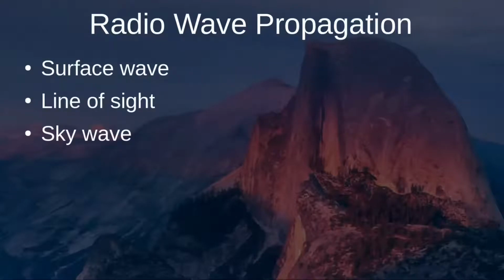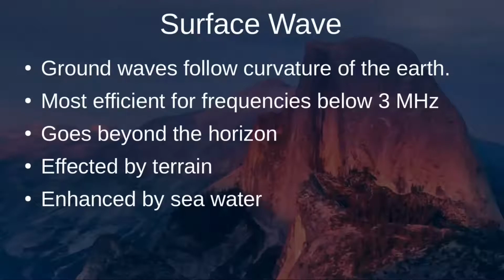Three very general types of radio wave propagation include surface wave, line of sight, and skywave. Surface waves are known as ground waves. They essentially hug or follow the curvature of the Earth. These can go beyond line of sight and beyond the horizon. This is most efficient for frequencies below 3 megahertz, and surface waves can be affected by terrain.